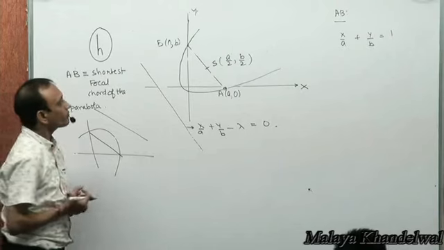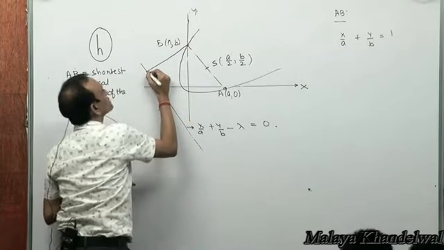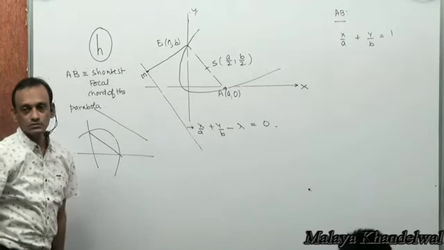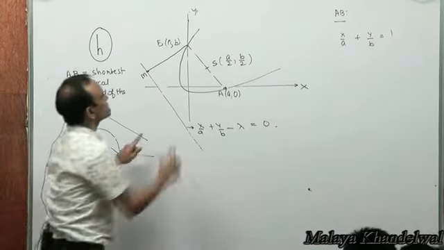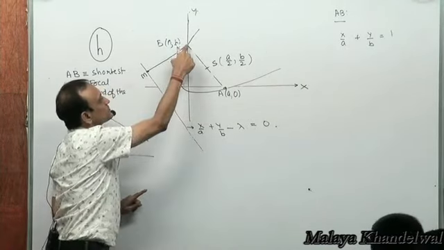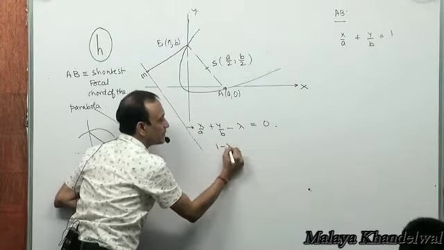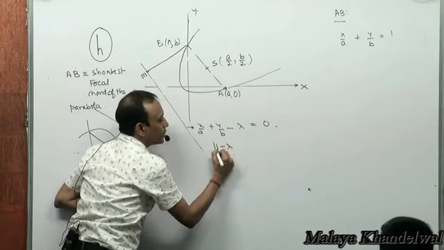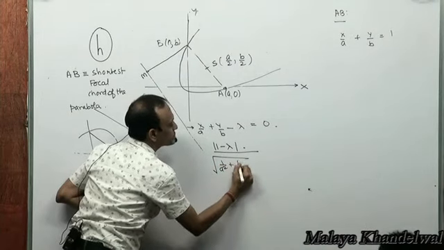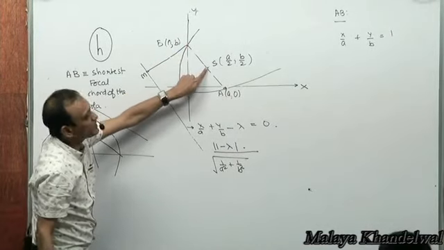Now, realize that the distance of this point from the directrix, BM, must equal its distance from the focus. What's the distance of (0, b) from this line? Put x equal to 0, y equal to b. So it is mod of 1 minus lambda divided by root of 1 by a squared plus 1 by b squared. That's the distance of b from the directrix, and that must be equal to the distance of b from the focus.